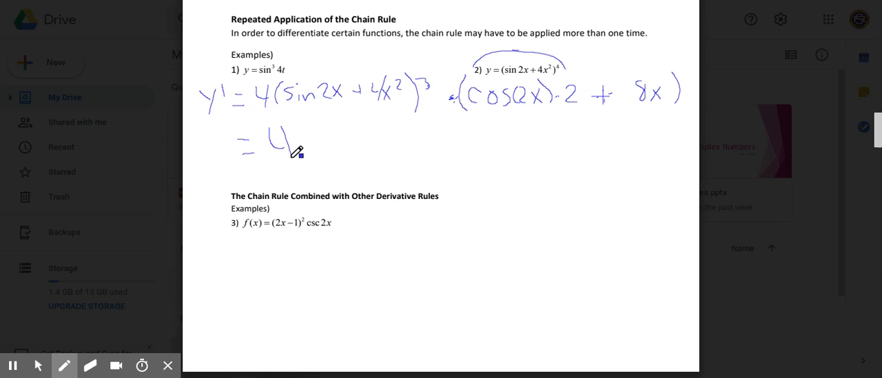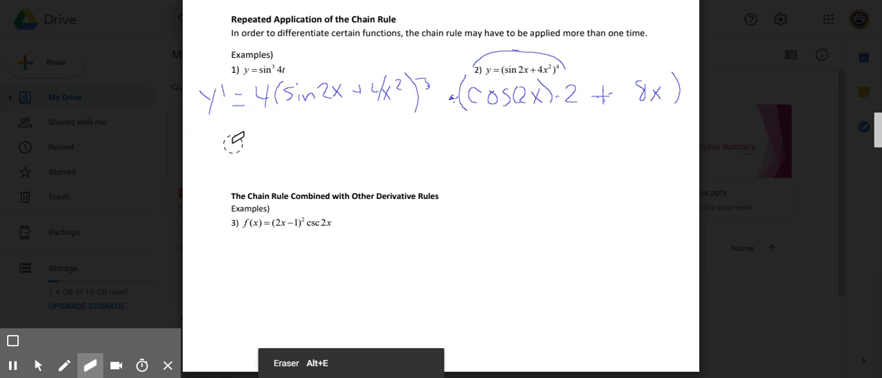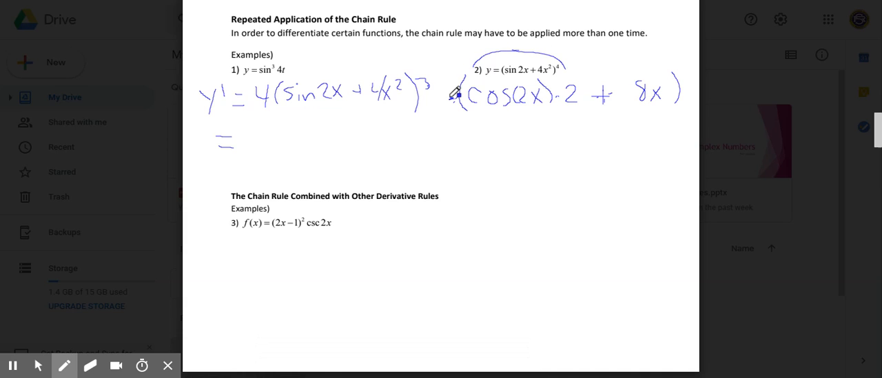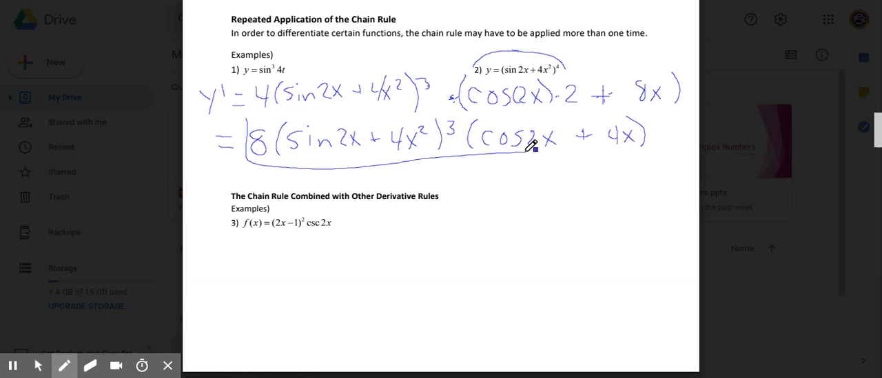Let's see. So here's actually what I'm going to do. This 4 is out front here. I'm going to factor this 2 out. So when I do that, I also need to factor a 2 out of this 8. I'm going to factor a 2 out of those parentheses and multiply it by the 4. So 4 times 2 is 8. Sine of 2x plus 4x squared, cubed, times cosine of 2x plus 4x. And that is the derivative.